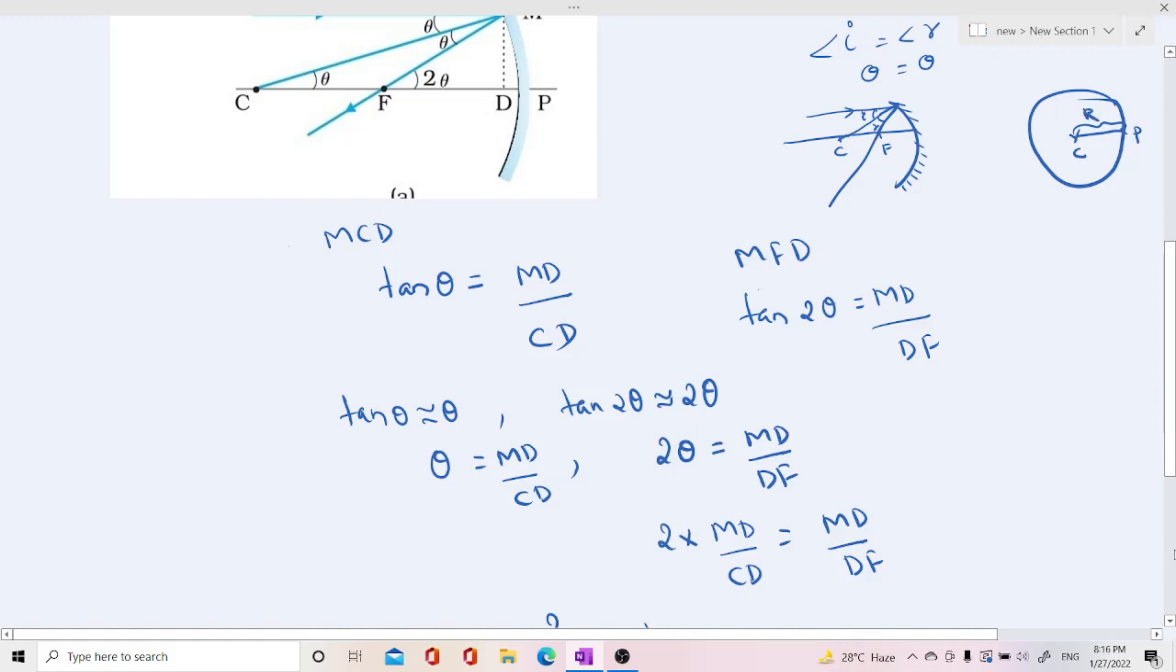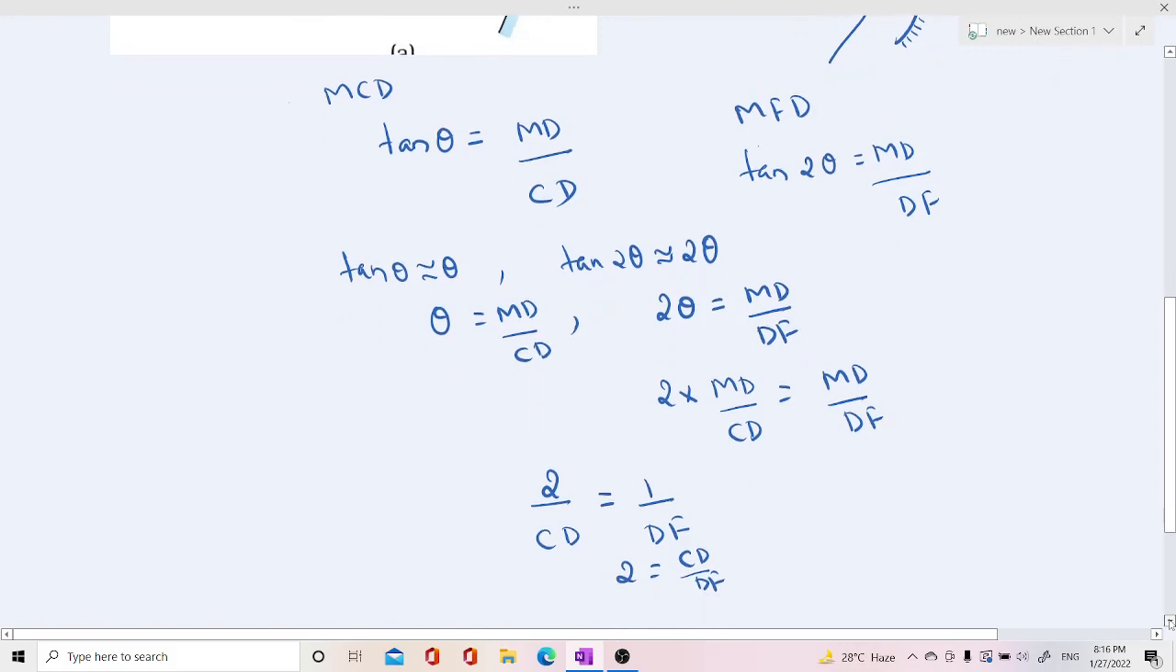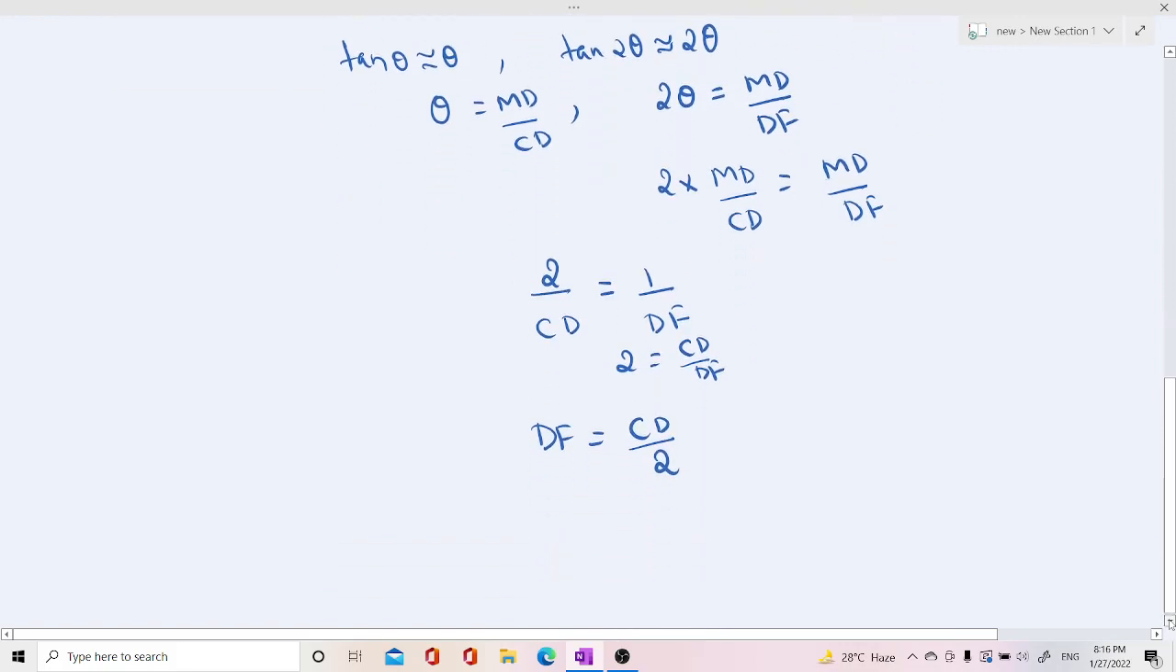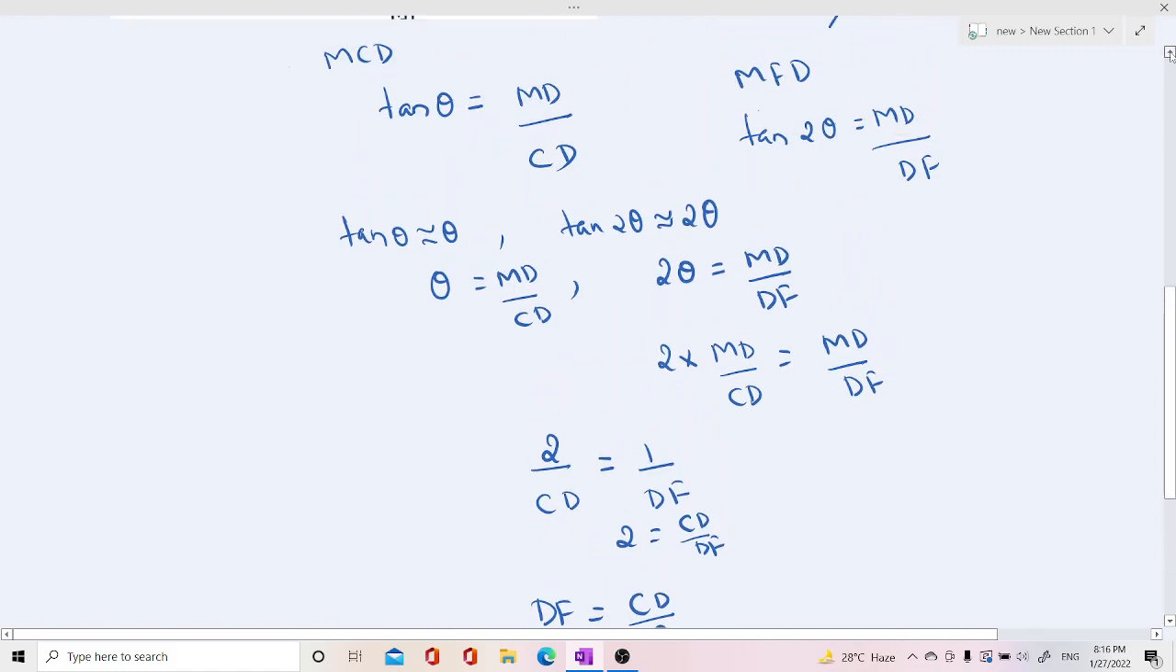So substituting the values, DF is equal to CD divided by 2. That means DF is the focal length f, and CD is the radius of curvature R, divided by 2, which means the focal length is half of the radius of curvature. So I hope everyone understood the portions.